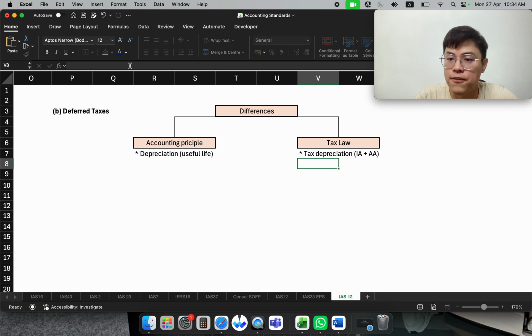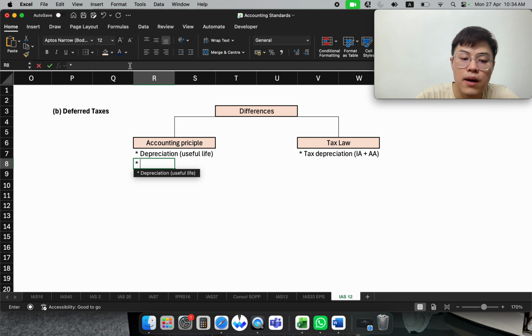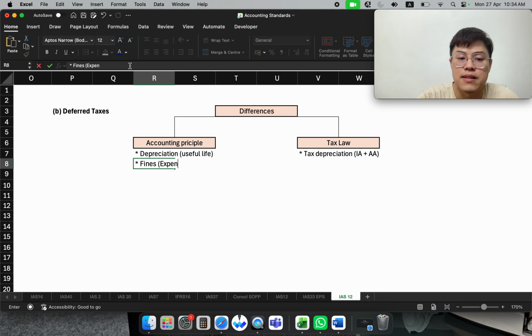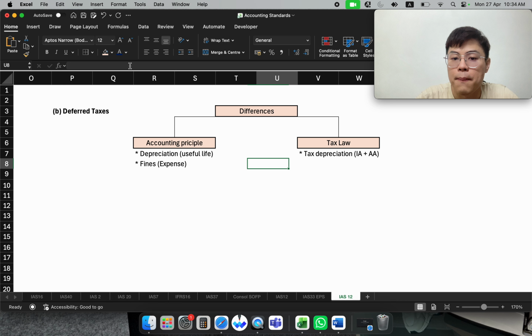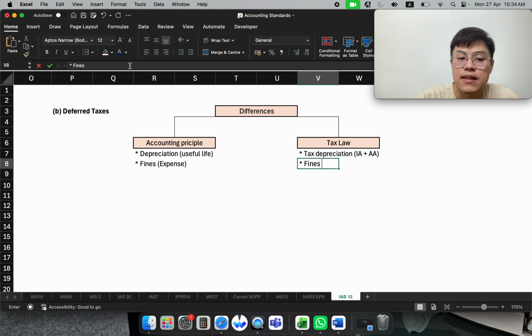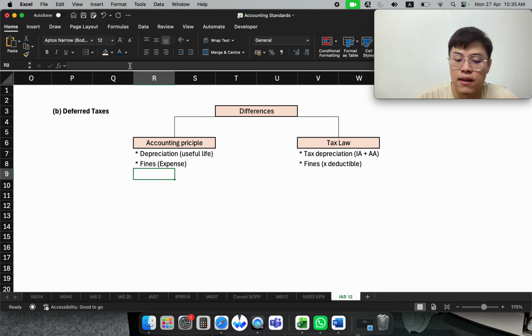So you will claim more in the first year. So it is different in tax law. Then the second one, fines, is an expense in accounting, but in tax law, fines or penalties are never deductible. Therefore, again there is a difference between tax law and accounting principle.